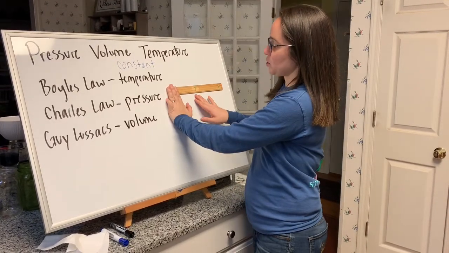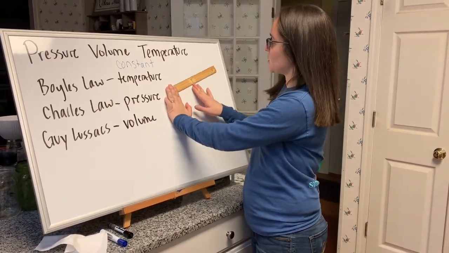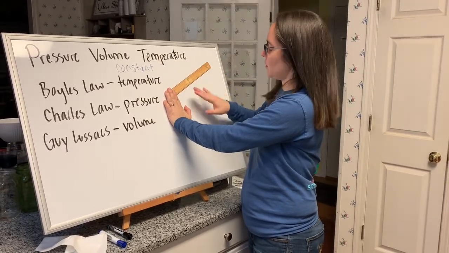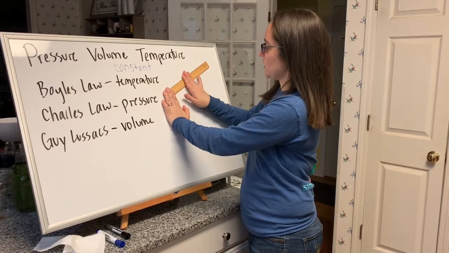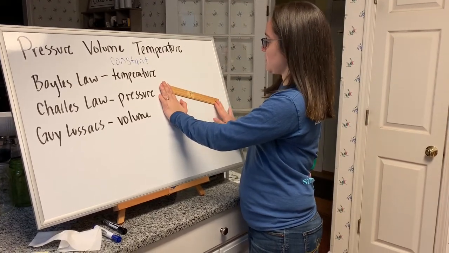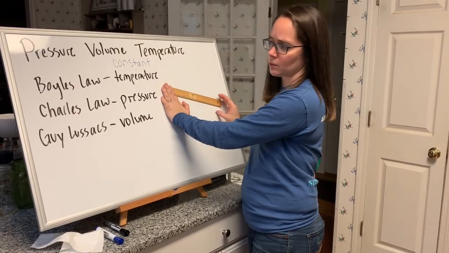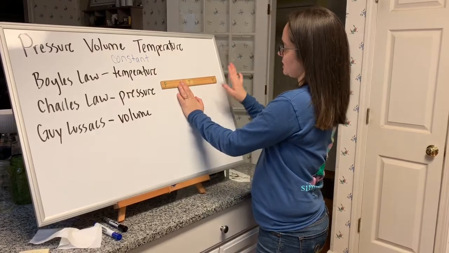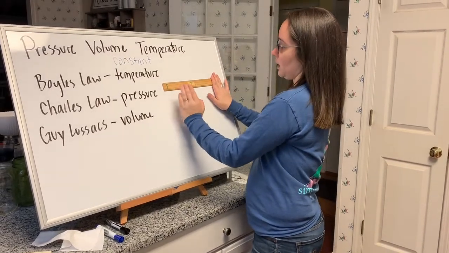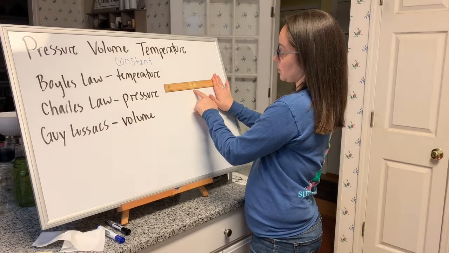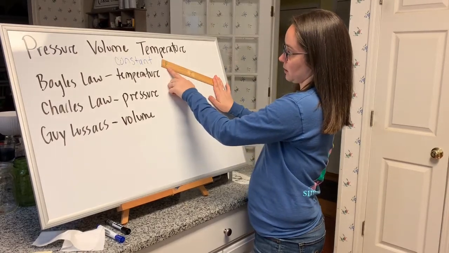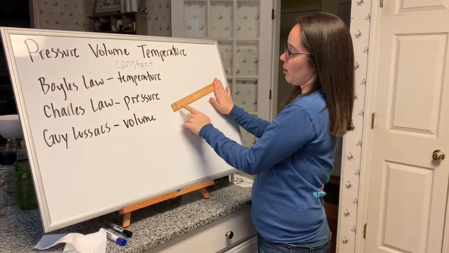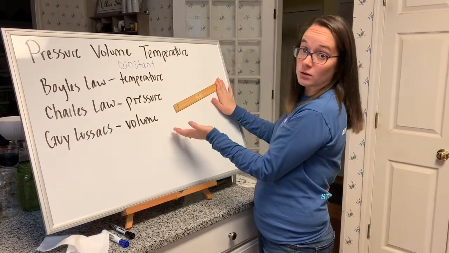If my temperature is increasing, what's going to happen to my volume? Both of them now increase, which means they're directly related. If my temperature decreases, both of these will decrease. Again, a direct relationship. Now taking a look at Guy-Lussac's law, for volume as my constant, I'm going to cover my volume. If my temperature increases, my pressure also increases, again directly related. And if my temperature decreases, my pressure also decreases, again directly related.